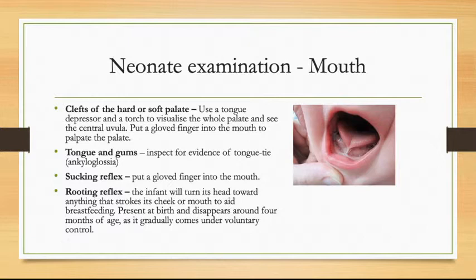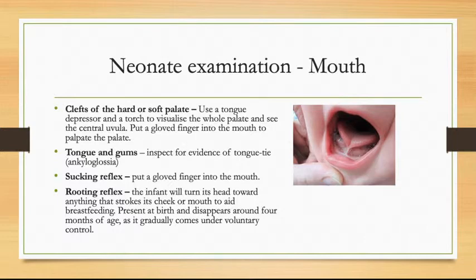So this part is where the child is likely to cry, because you have to use a tongue depressor and a torch to see the whole palate and see the uvula. Usually you'd start off with putting a gloved finger into the mouth to feel for it, but that's not enough. You do need to visualize it.